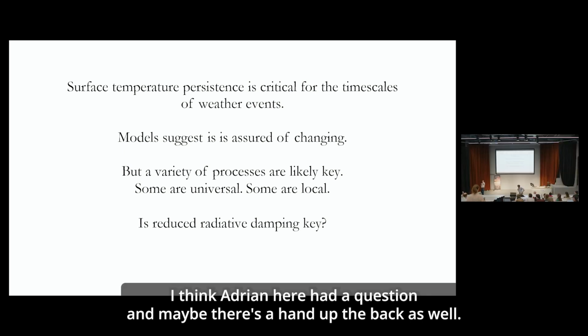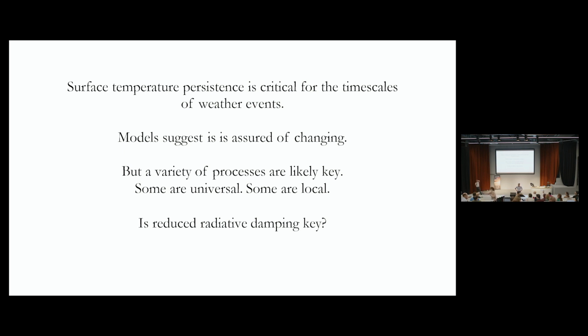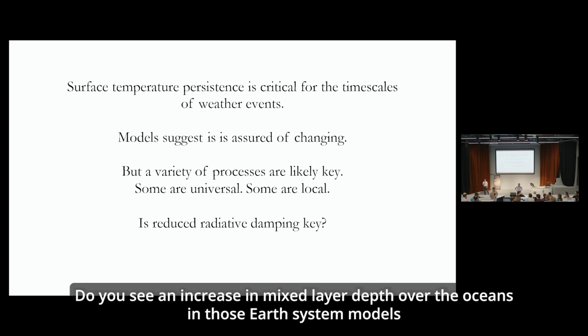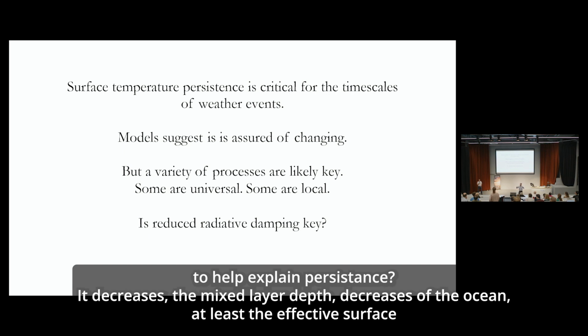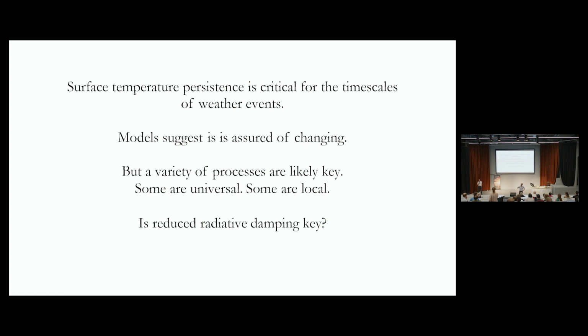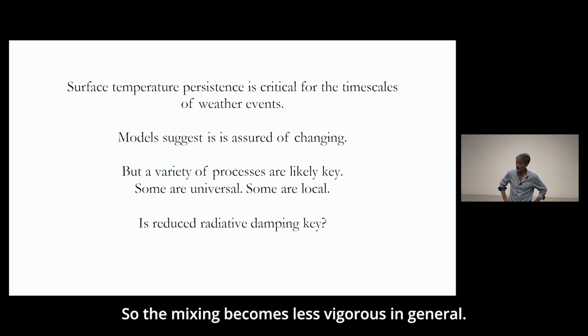I think Adrian here had a question, and maybe there's a hand up further back as well. Not sure. Do you see an increase in mixed layer depth over the oceans in those models to help explain the persistence there? It decreases. The mixed layer depth decreases over the ocean, at least the effective surface, because of the stratification increasing. So the mixing becomes less vigorous in general.